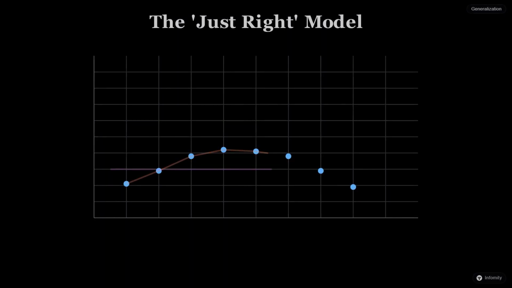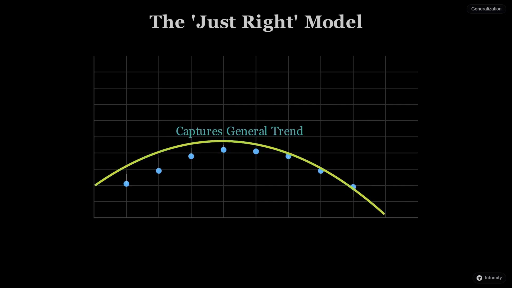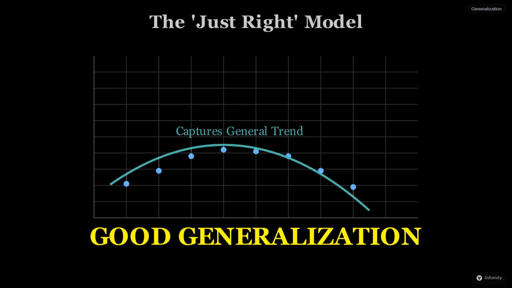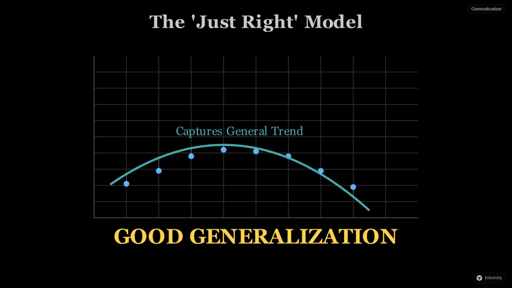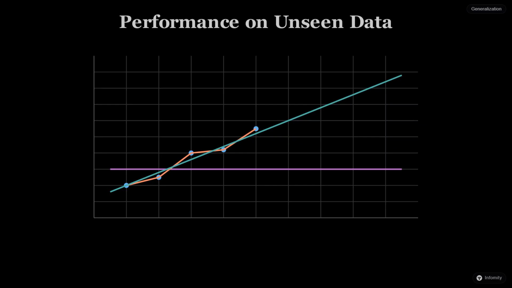The goal is to find a just right model that avoids both overfitting and underfitting. This ideal model is complex enough to capture the underlying patterns and trends in the training data, but simple enough to ignore the random noise. Its curve smoothly follows the general shape of the data without trying to hit every single point perfectly. This balance allows the model to generalize well, meaning it can make accurate predictions on data it has never seen before.